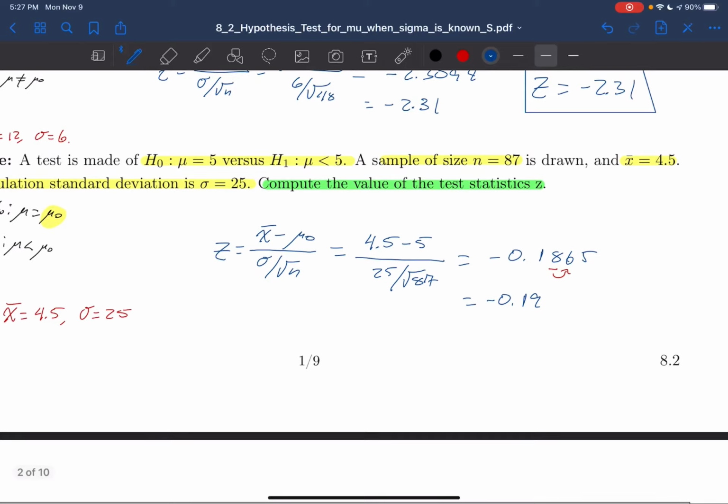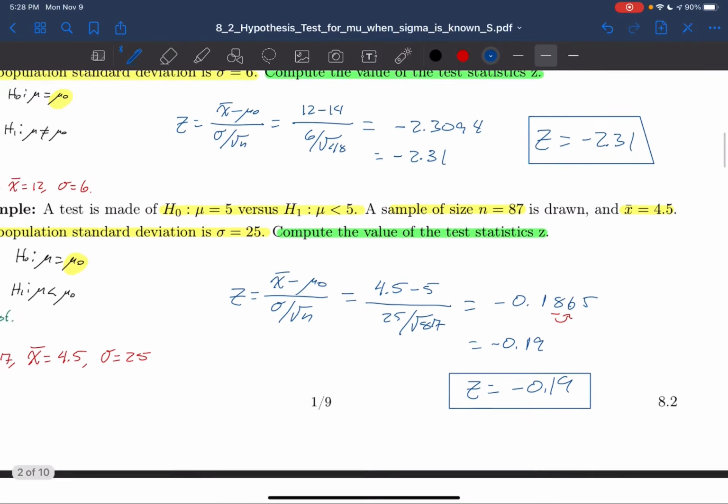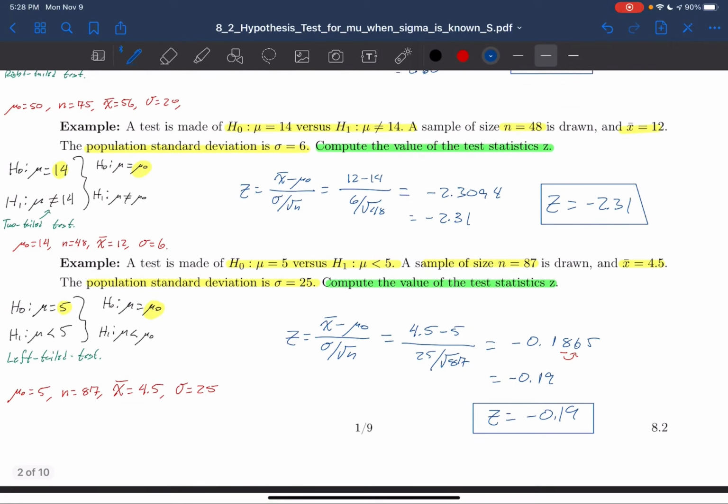And here we have z is equal to negative 0.19. Okay. Next, we're going to talk about something called the critical value and how to attain the critical region, and something called a significant level.